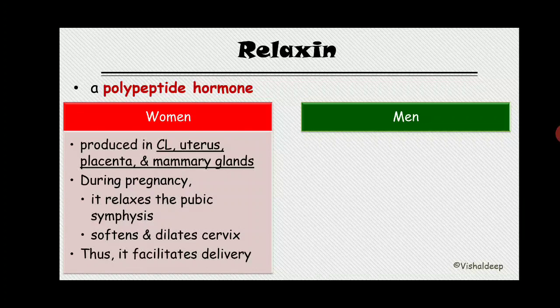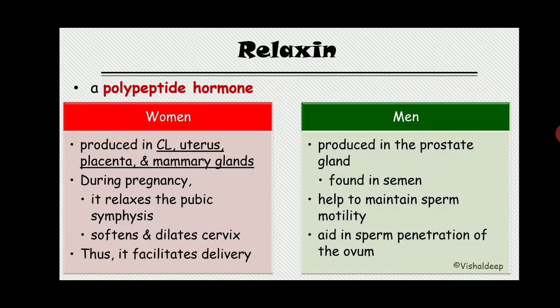Now as far as men are concerned, relaxin is produced in the prostate gland. It is found in the semen. It helps to maintain the sperm motility and it aids in the sperm penetration of the ovum. Right? This is all about relaxin.